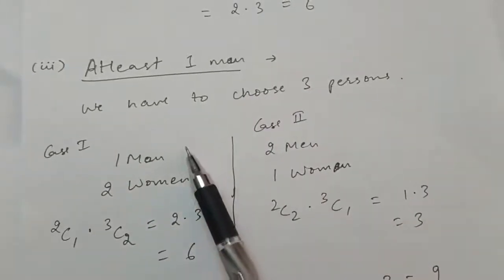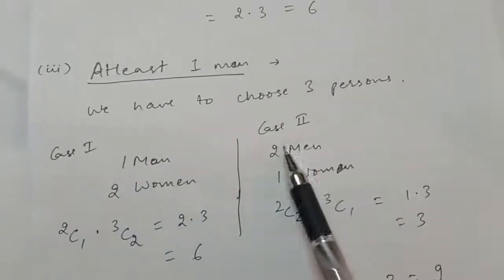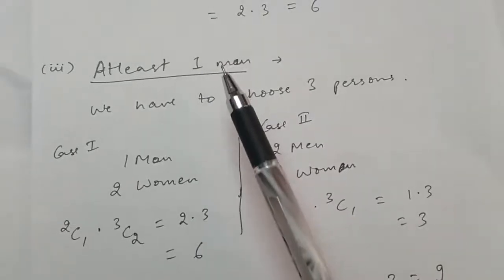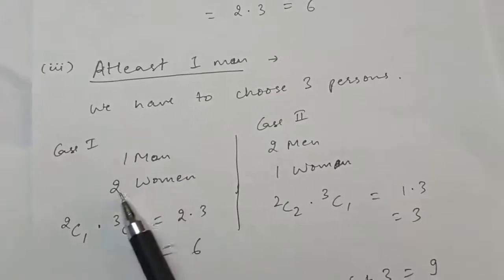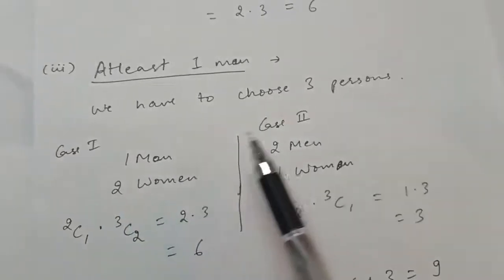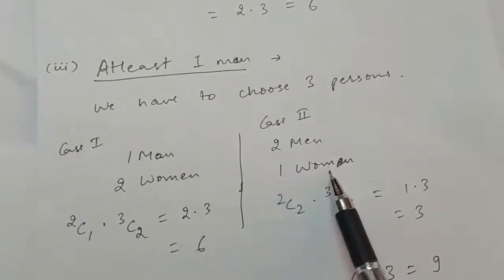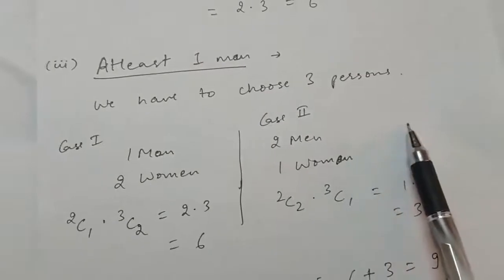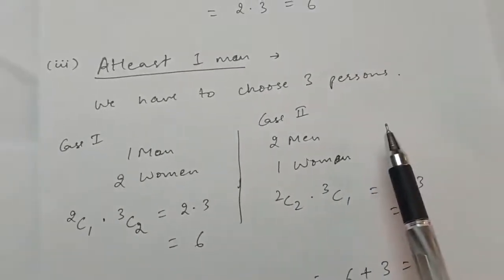Now either you can choose one man or two men. Why? Because at least one man means that minimum you have to choose one man. So case 1 can be one man and the rest 2 will be women, and case 2 will be 2 men and 1 woman, right? We cannot say case 3 with 3 men. Why? Because in the question they have given that there are 2 men only.